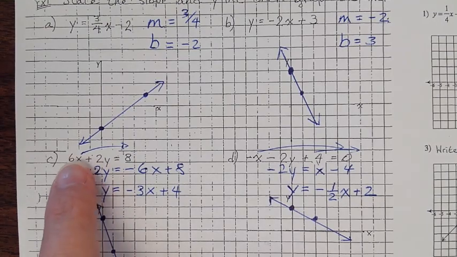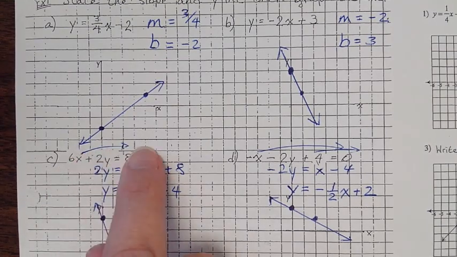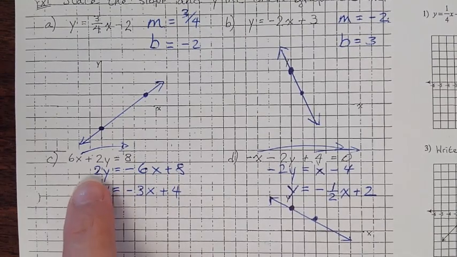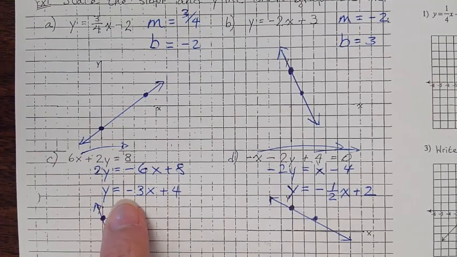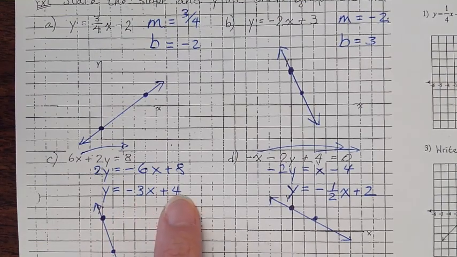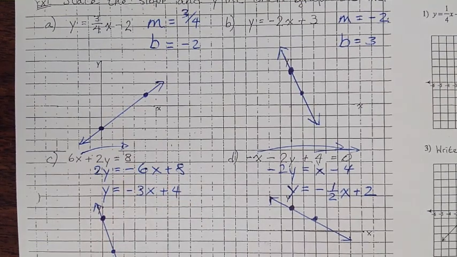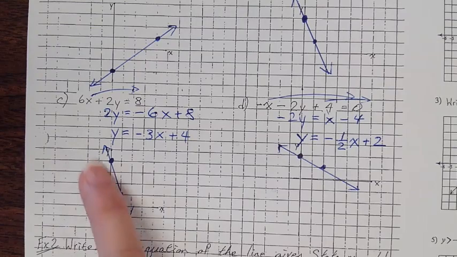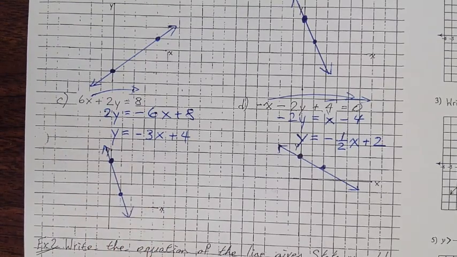Okay, number 1C right here, you had to rearrange the equation first because it was not in y equals mx plus b form, which means I have to move this 6x over. When I move the 6x, it becomes negative 6x. And then the 2, divide everything by 2. So y equals negative 3x plus 4. Negative slope with a y-intercept of 4. So there's the point. Go down 3 over 1. There's your line.